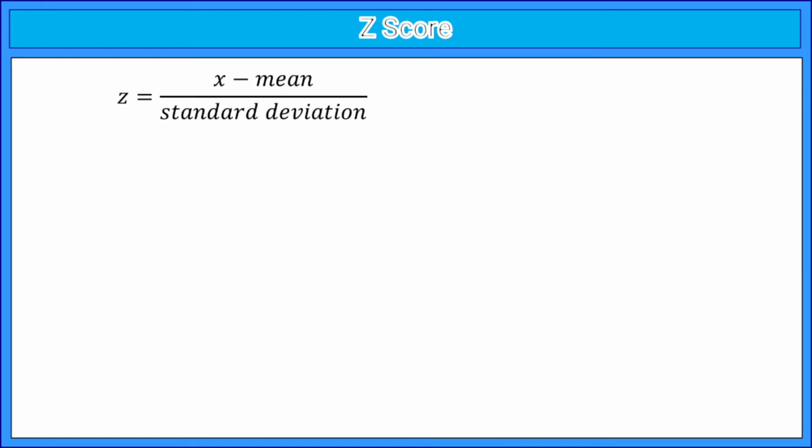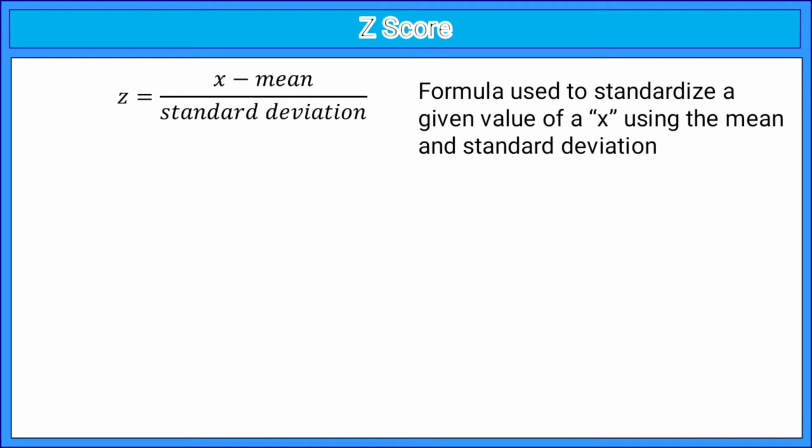Again, our formula for finding the z-score will be x minus mu, the mean, over sigma, or divided by the standard deviation. So this is the formula used to standardize a given value of x using the mean and standard deviation.